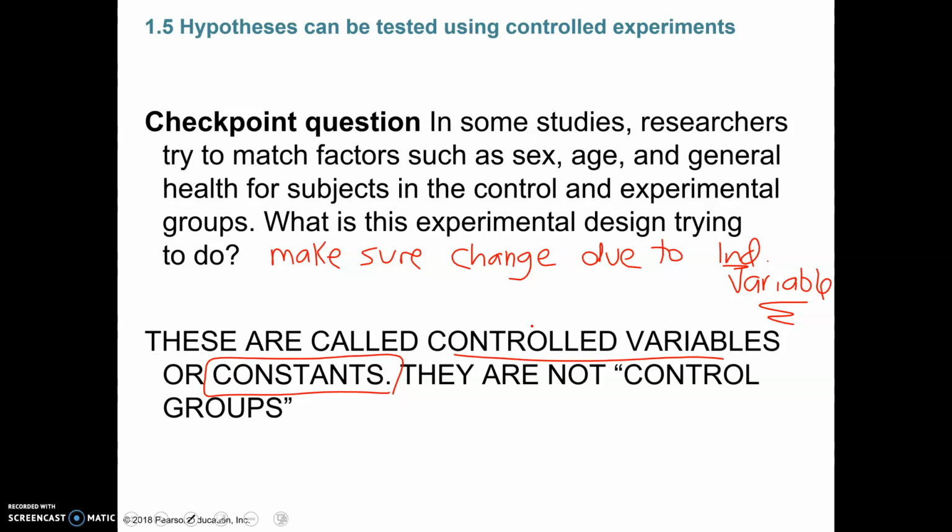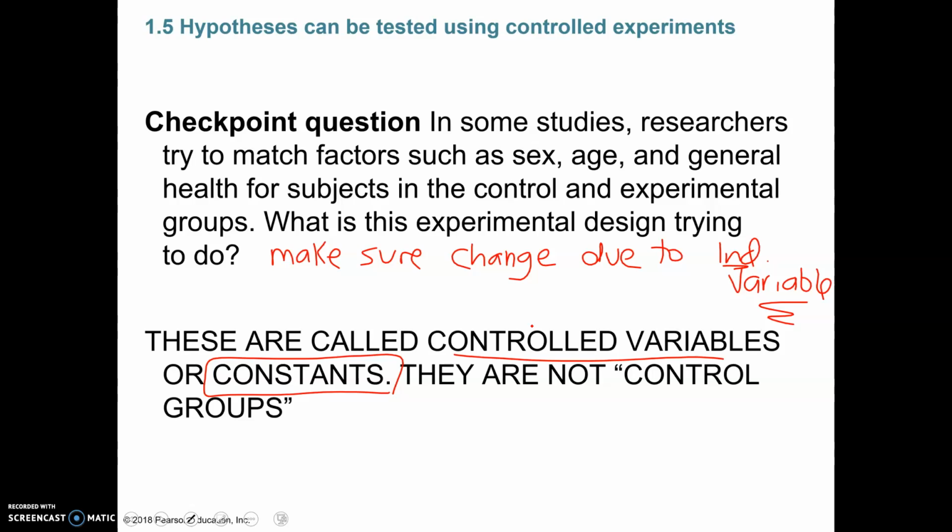All right. Now, checkpoint question. In some studies, the researchers want to match factors such as the sex, the age, and the general health of the subjects in the control and the experimental groups. In other words, if we're testing a drug on a bunch of people, maybe we want to test it on all males that are all 15 years old. They all have similar diets. They all have healthy blood pressure and all that kind of stuff.